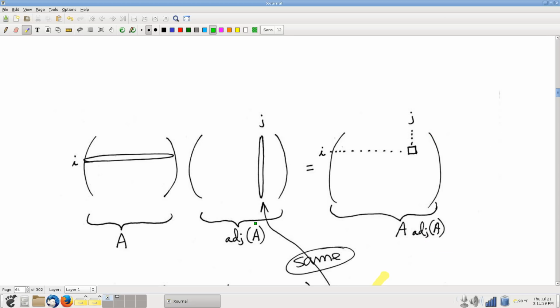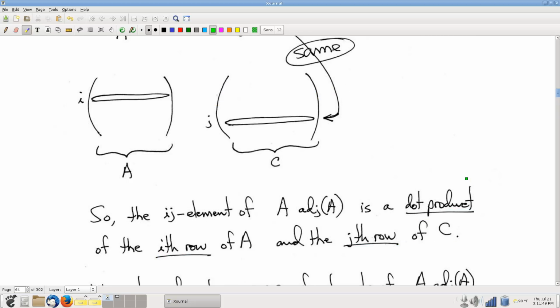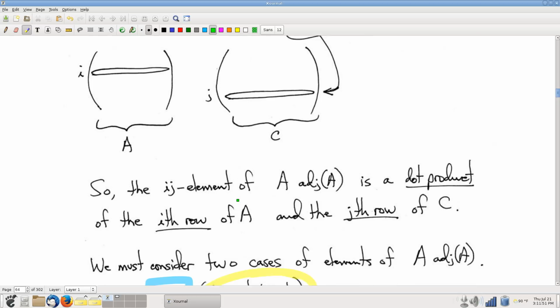So this is a tricky argument coming up here. Very tricky argument. This is not something that you should expect to naturally come up with on your own. This is kind of inspired.